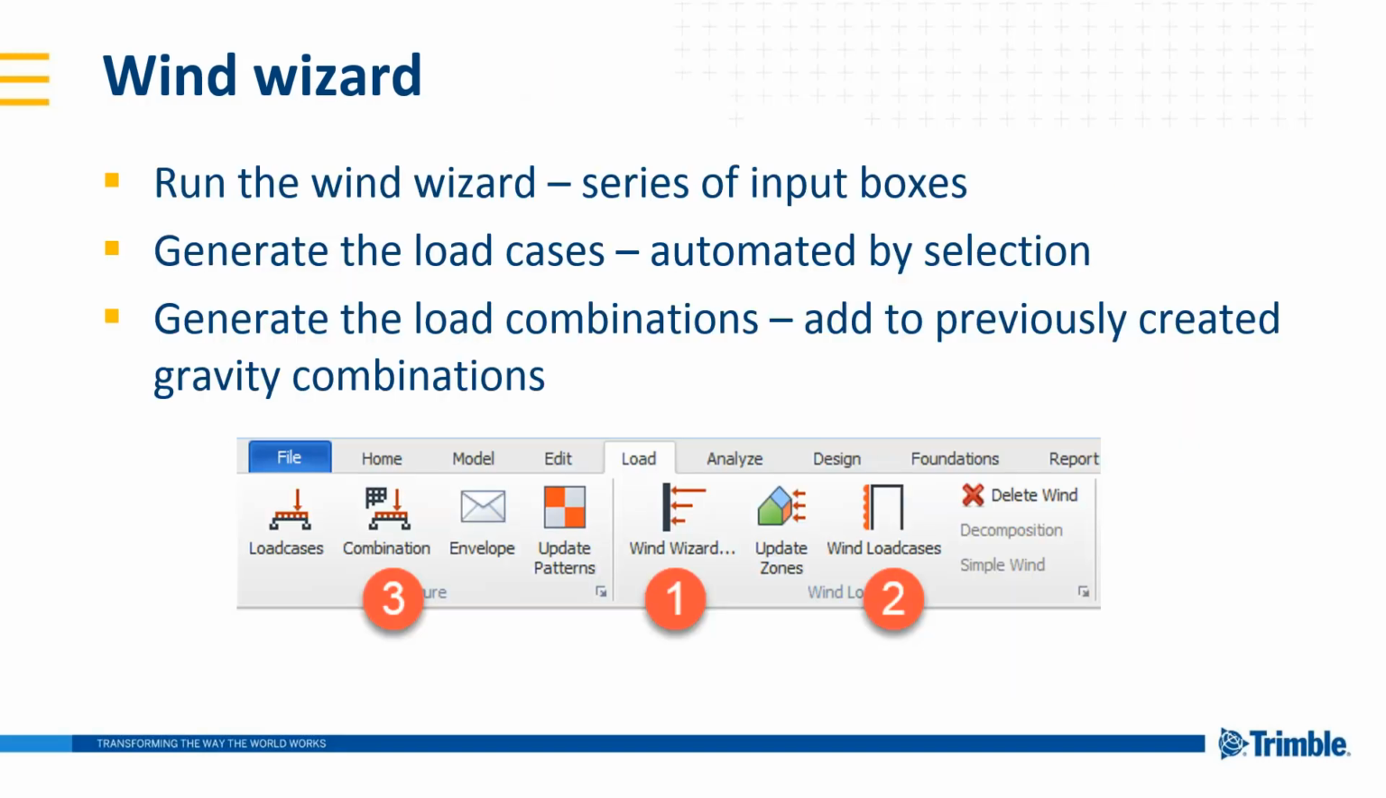Once the wind panels are modeled, you can run the wind wizard. Similar to the other loading wizards, this will contain a series of dialog boxes where you can input the necessary information for TSD to calculate the forces. After going through the wind wizard, you must generate the wind load cases. This is also automated, and you simply select which cases are required. Finally, you must generate your combinations, and this will add the lateral wind load combinations to the previously generated gravity ones.